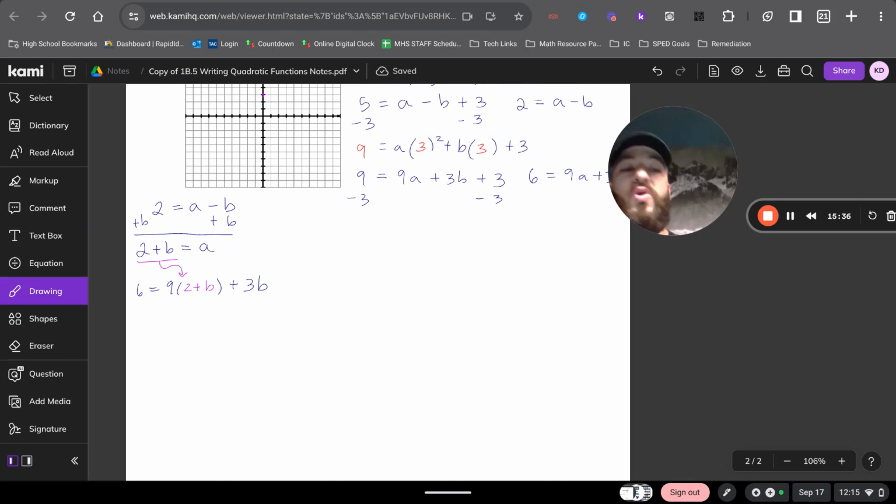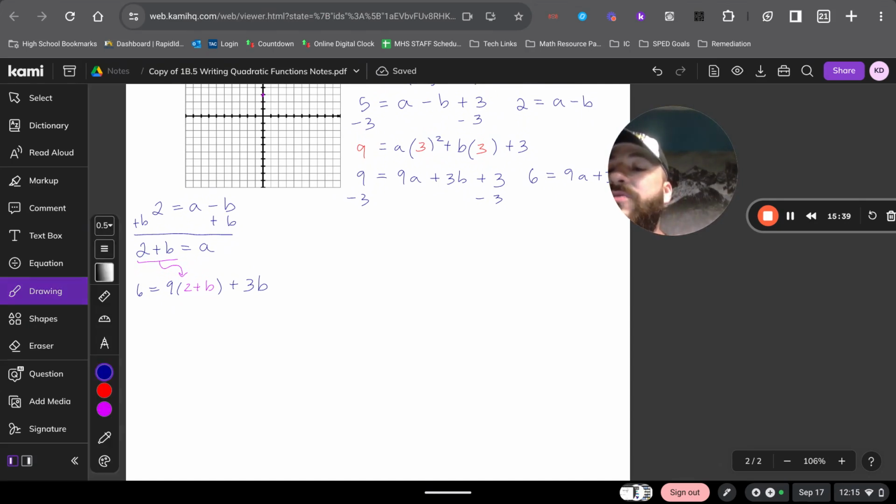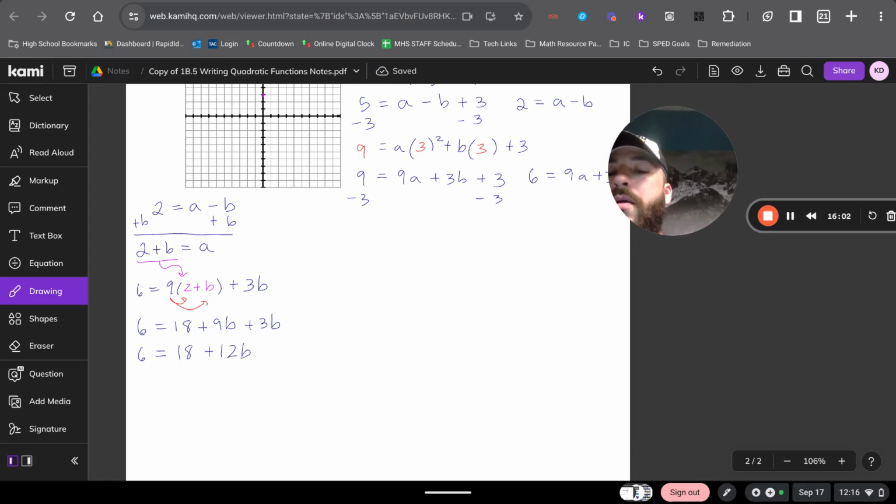So from here, I can just multiply and simplify a bit. So 6 is equal to, let's go ahead and multiply this by 9, so 6 is equal to 18 plus 9b plus 3b. Combining some like terms, 9b and 3b does make 12b. Then, of course, minus 18 and minus 18, we get negative 12 is equal to 12b. Divide by 12, divide by 12. We get negative 1 is equal to b.